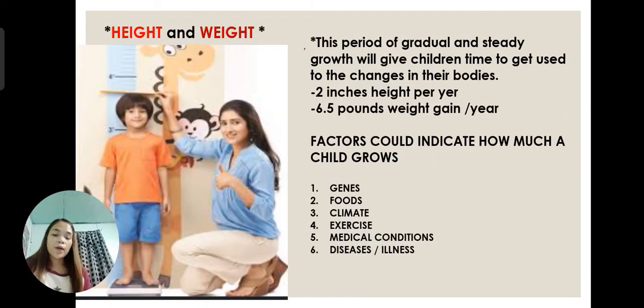And height and weight. This period of gradual and steady growth will give children time to get used to the changes in their bodies. 2 inches height per year and 6 pounds weight gain per year.